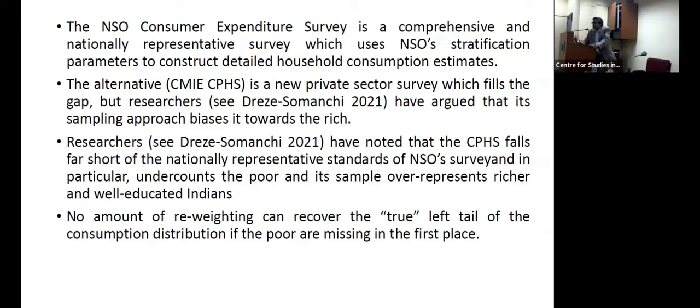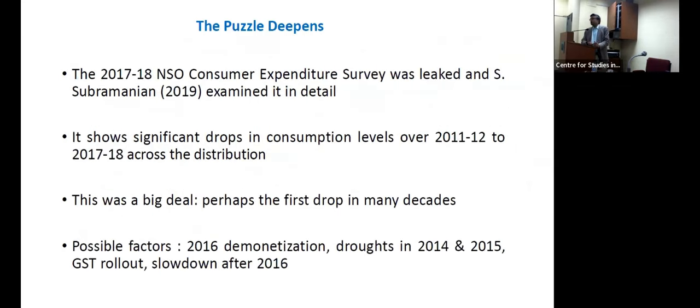So basically, what I've written here is that the CPHS falls far short of the nationally representative standards of NSO's survey, and in particular, it undercounts the poor and in sample overrepresents richer and better educated residents. Right? So that is really the problem. And the problem is, whatever reweighting you do, you have another distribution and then you use statistical methods to match it to the NSS one. If the whole left tail is underrepresented, you're kind of drawing on an empty thing. If you had some data there, then this extrapolation would be more informative. So this really is kind of unfortunate, but that is why there's a bit of skepticism around it.